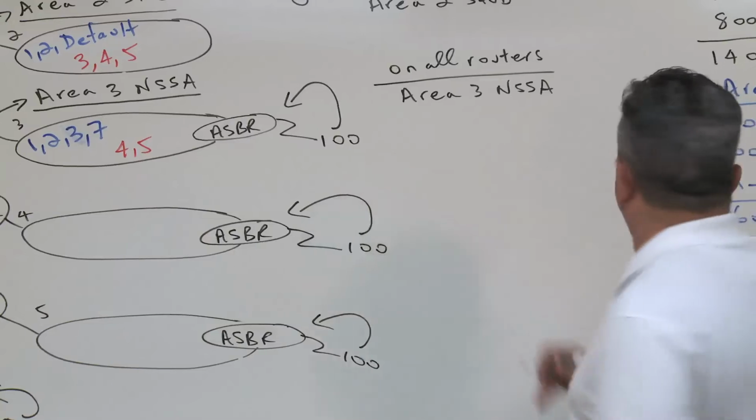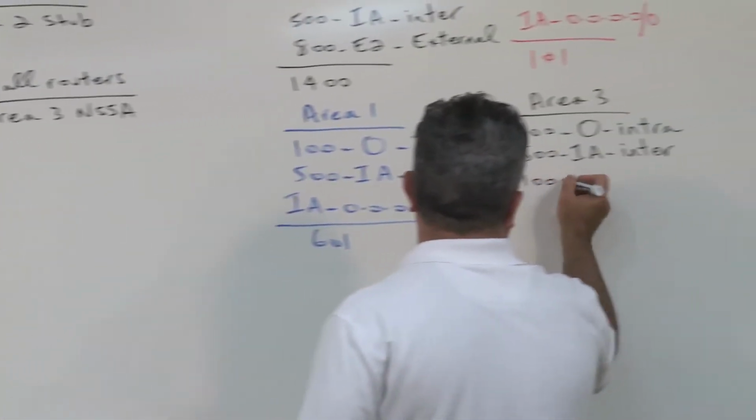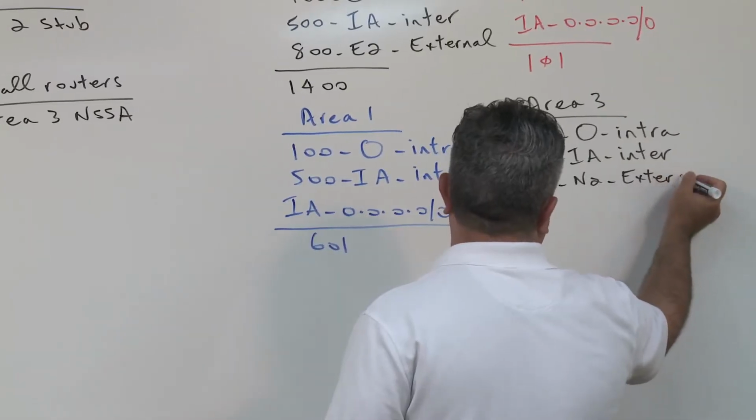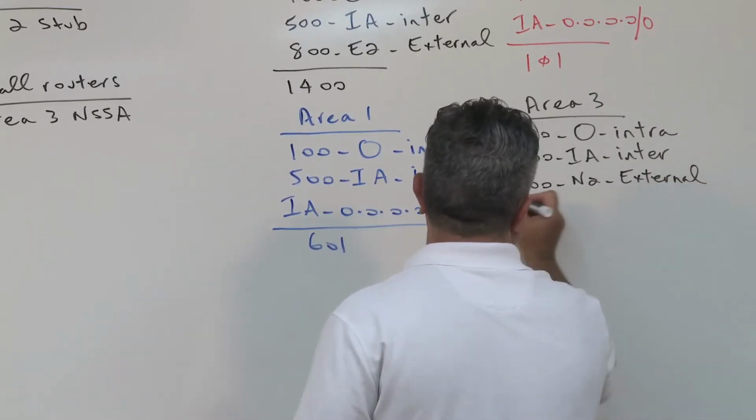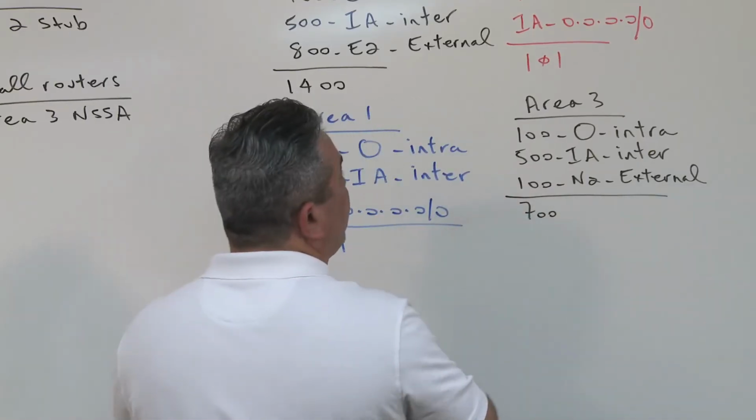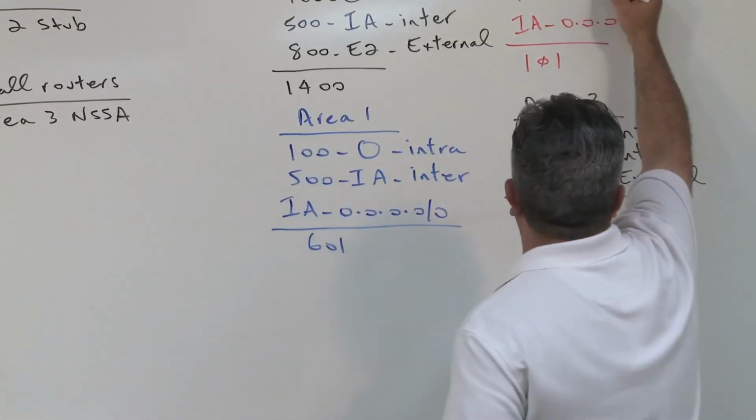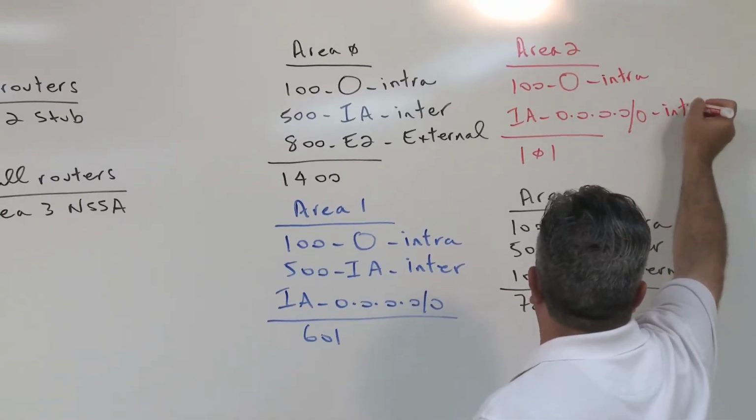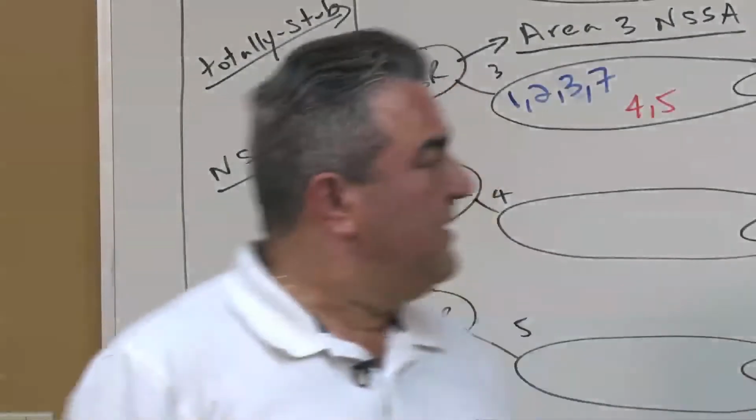So that's 100 by default N2 routes, and these are external. Total number of routes, 700 routes. You know what? We forgot to write that these are intra-area routes and these are inter-area routes.